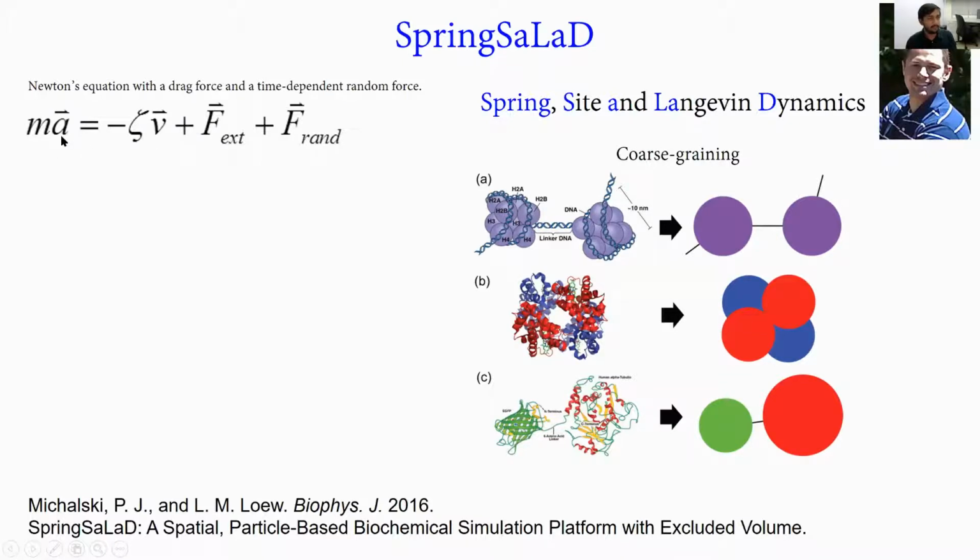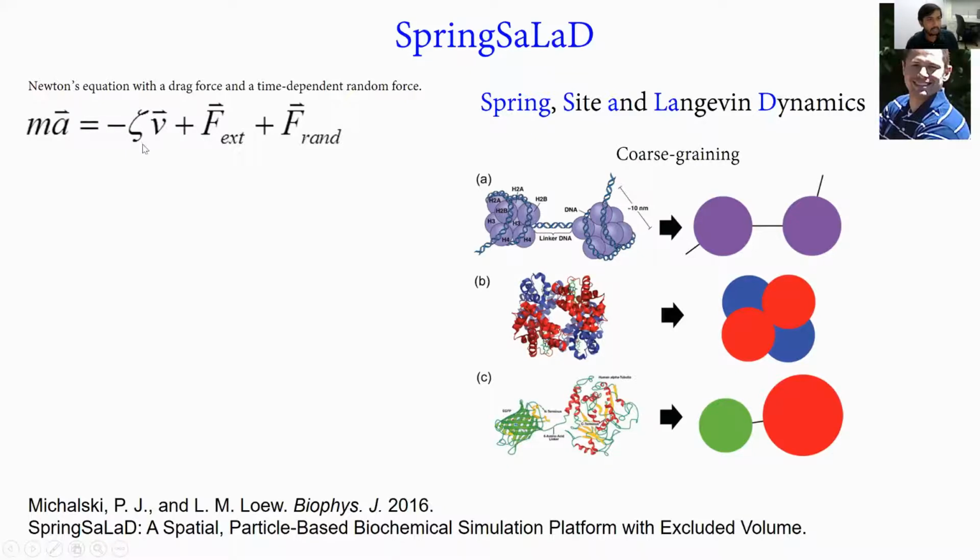This is the celebrated Newton's second equation of motion. And on the right-hand side, you have this force term, which is to model the viscous drag. So for example, if a protein molecule is diffusing in the solution, it will feel viscosity, right? It will feel like a backward force due to viscosity. That's what this negative sign means.